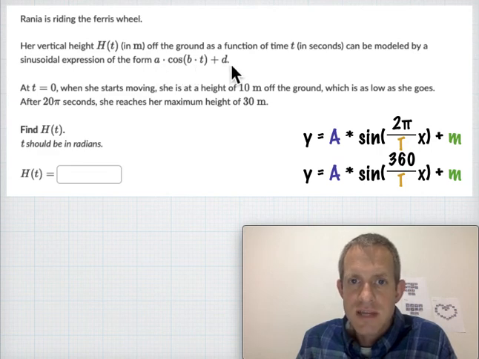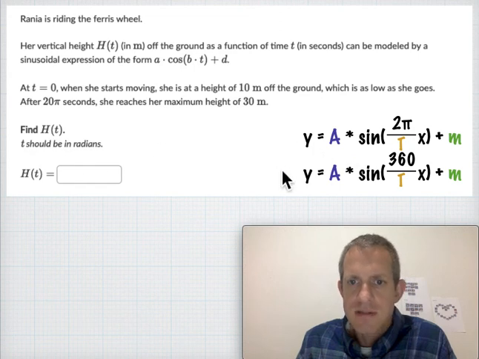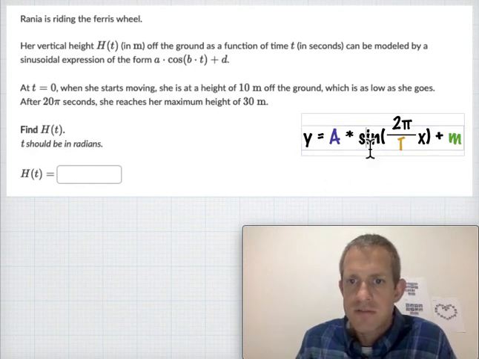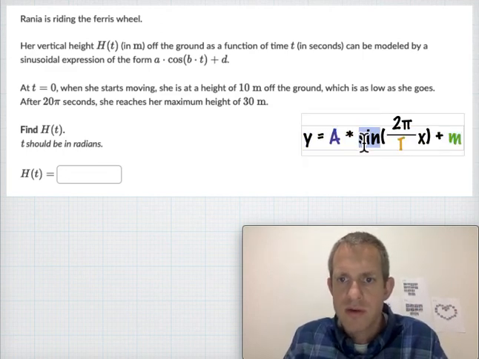Notice this is the same shape, even though they have different letters. They used A for amplitude, they used D instead of M for midline. Doesn't matter, we're going to put a number there. And they abbreviated this part in the middle, 2 pi over T, as just B, but that's the equation we're going to use. So did they say it had to be in radians? Yeah, T should be in radians. So we'll get rid of this guy. And they want a cosine function. So I can do that. Oh no, got rid of way more than I wanted to. There.